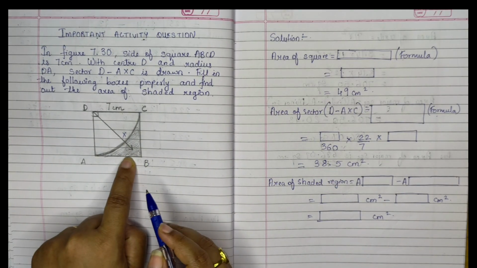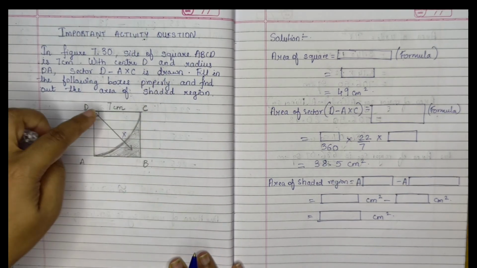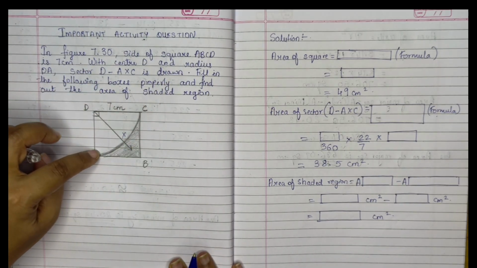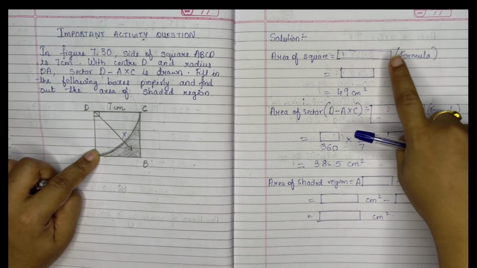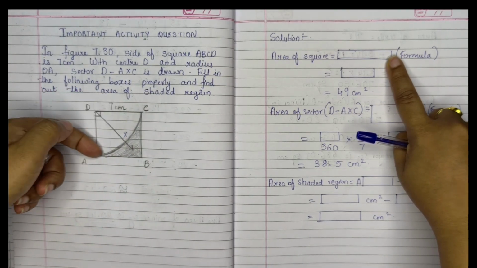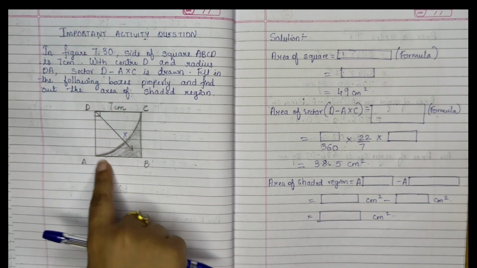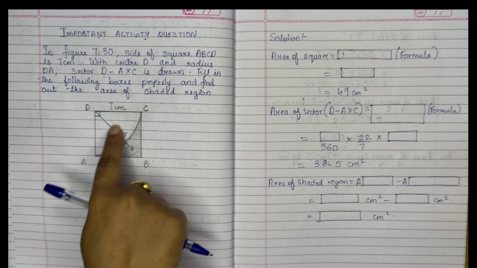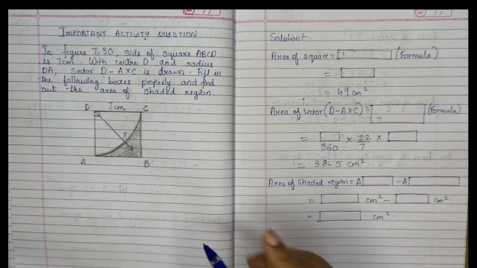How will we find the area of the shaded region? First we have to find the area of the square. Then we will find the area of the sector. Area of sector formula we have learnt: area of sector is equal to theta upon 360 into pi r square. First find the area of square, then from that we will subtract the area of sector. Understood? So to find the area of the shaded region, area of square minus area of sector, we will get this shaded region. So let's begin with this sum.